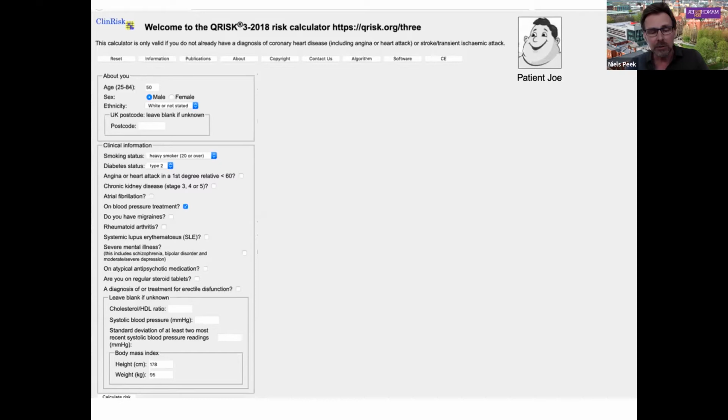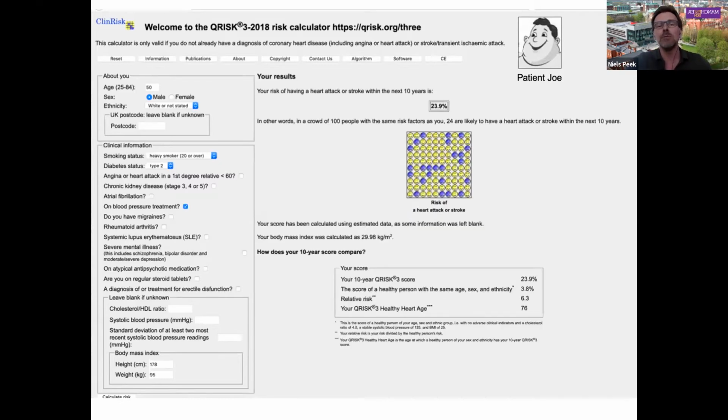So with that, Qrisk comes back with a risk for Joe of having a heart attack or stroke within the next 10 years of 23.9%. That is quite substantial, as you would have expected with Joe's lifestyle, age, and the diseases that he already has, like diabetes and high blood pressure, hypertension. Those are all very strong risk factors for heart disease. So it's not a surprise that he has this pretty massive risk of getting a heart attack or stroke within the next 10 years.